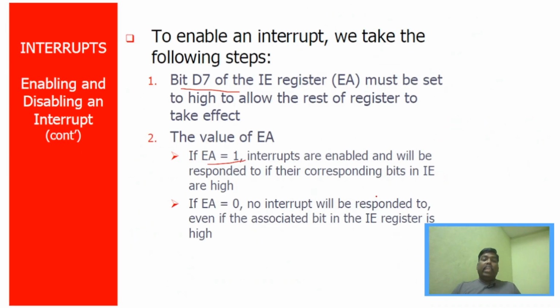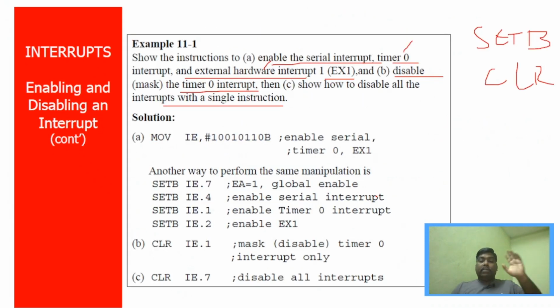For any particular interrupt to be enabled, we have to make the seventh pin also 1. So you can see here pin numbers 1, 2 and 4 and also 7, right? To enable the serial interrupt, timer interrupt and external interrupt, we can do it with these instructions: SETB IE.7, SETB IE.4, SETB IE.1 and SETB IE.2. You know that the second pin is for external interrupt, this is for timer 0 and this is for serial, and this enables the EA bit.